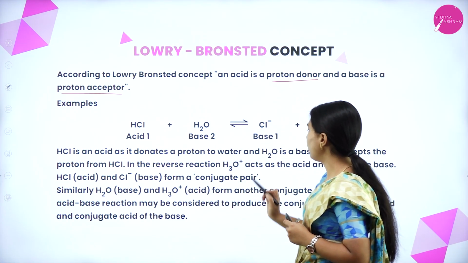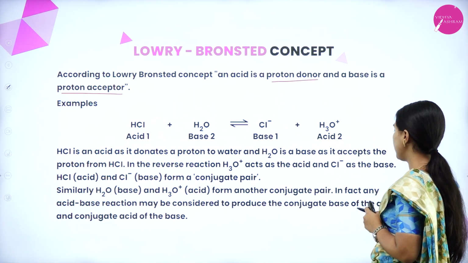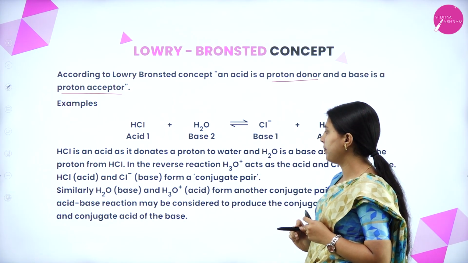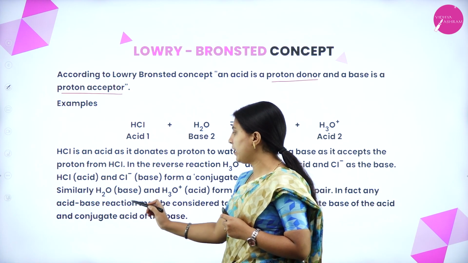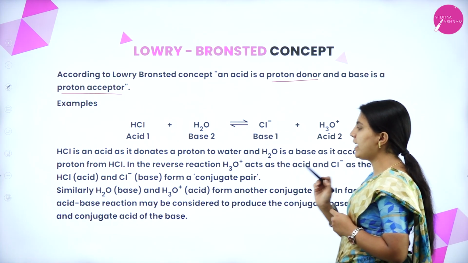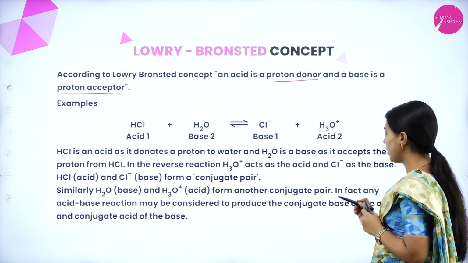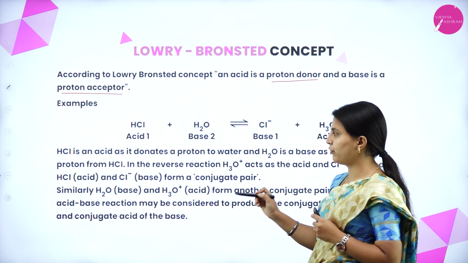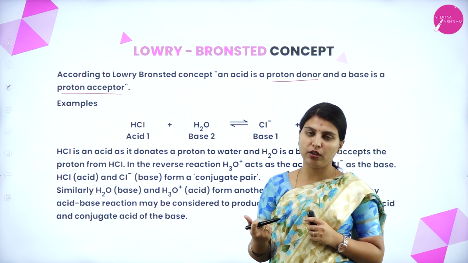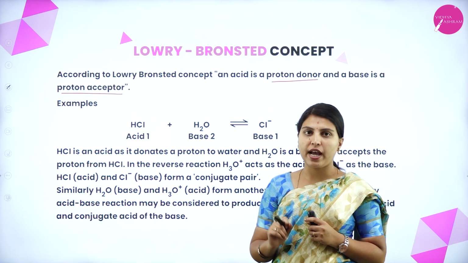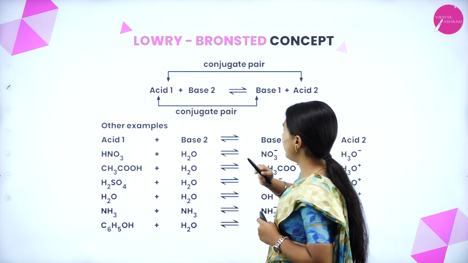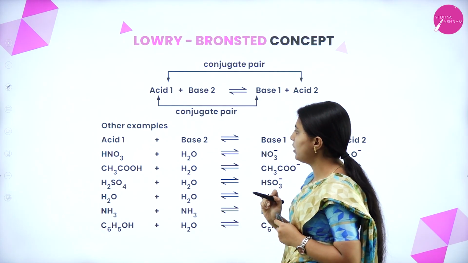In the reverse reaction, H3O+ acts as the acid and Cl- acts as the base. In the reversible reaction, this will be an acid and this will be a base forming a conjugate pair. Similarly, water and H3O+ form another conjugate pair. In fact, any acid-base reaction may be considered to produce the conjugate base of the acid and the conjugate acid of the base. Here, after giving out H+ ion and receiving H+ ion, it will form conjugate pairs of acid as well as base. See here, conjugate pair acid 1 and base 1, and another base 2 and acid 2.